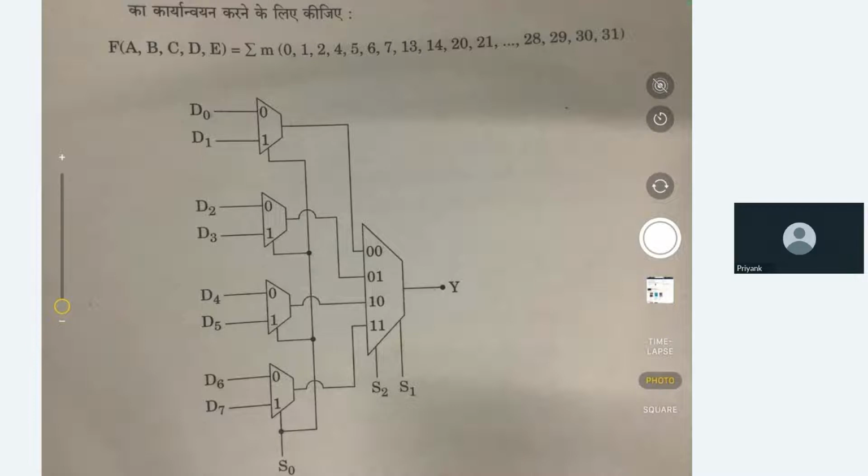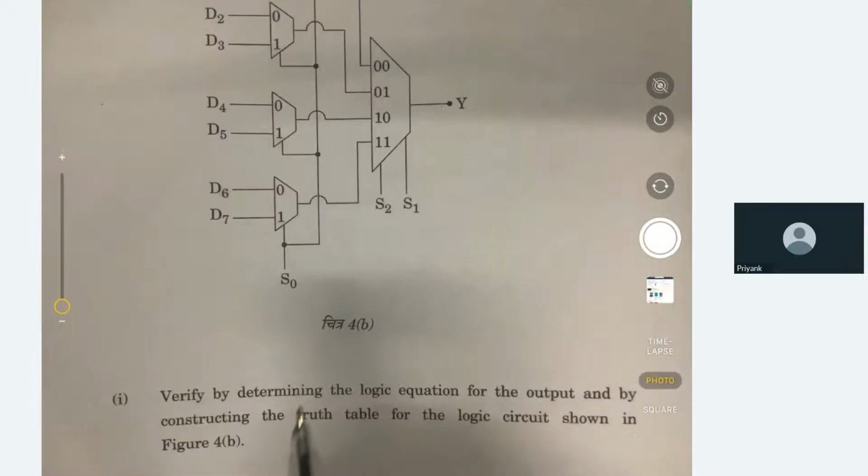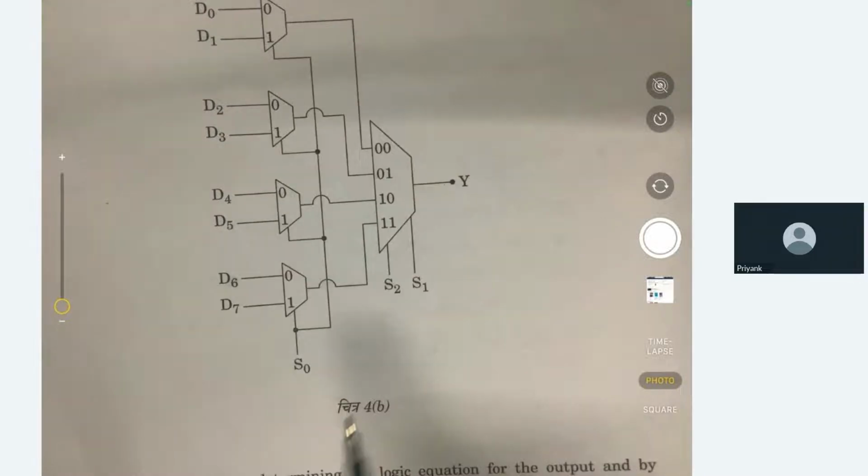Now, shall we move to the second part? Yes. So this question is having two parts. The first part is 4B. This circuit is given, and they are saying to verify by determining the logic equation for output and by constructing the truth table for the logic circuit shown in figure 4B.